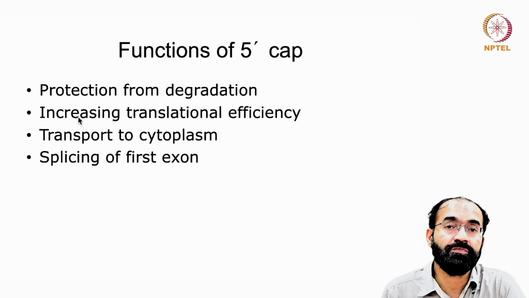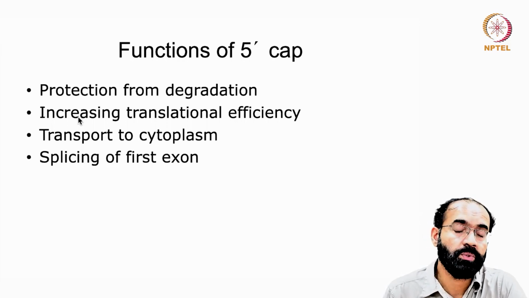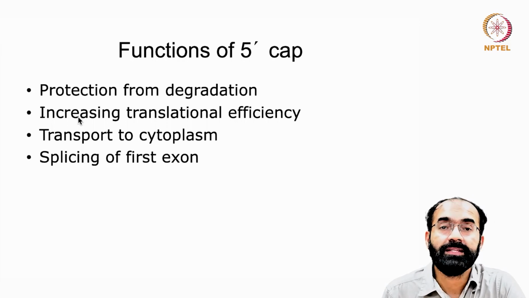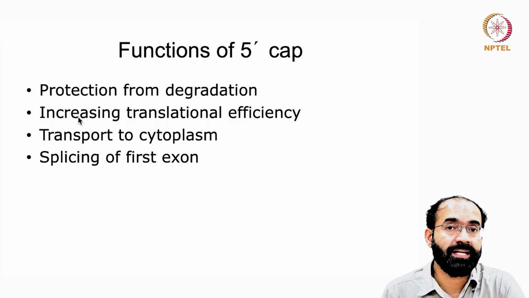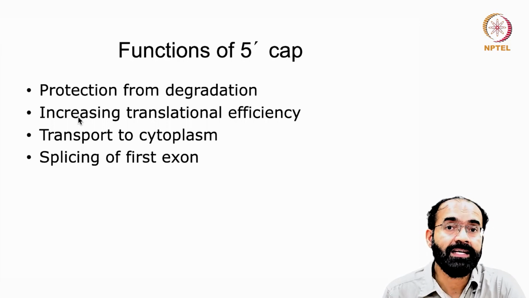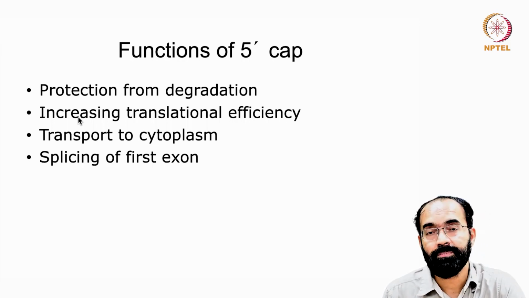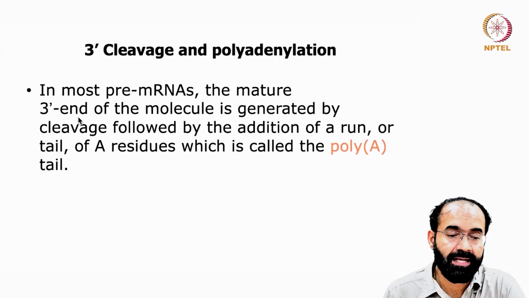And splicing of the first exon, that means exon 1 has to fuse into exon 2, that means removal of the intron has to take place effectively. And if the first exon is lacking, because the first exon is part of this extreme beginning, the 5' end of an RNA will definitely have the cap and also the first exon. So this first exon's participation in splicing is assured by the presence of this cap.